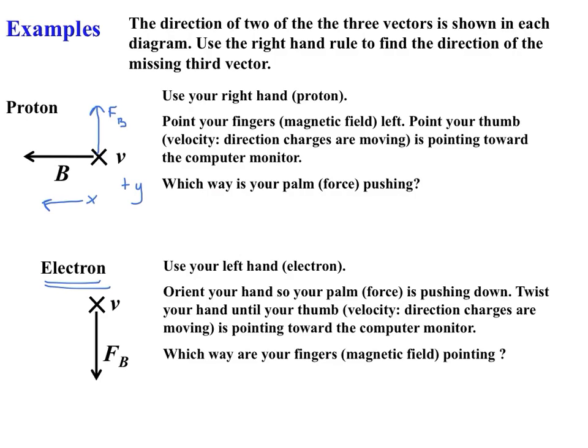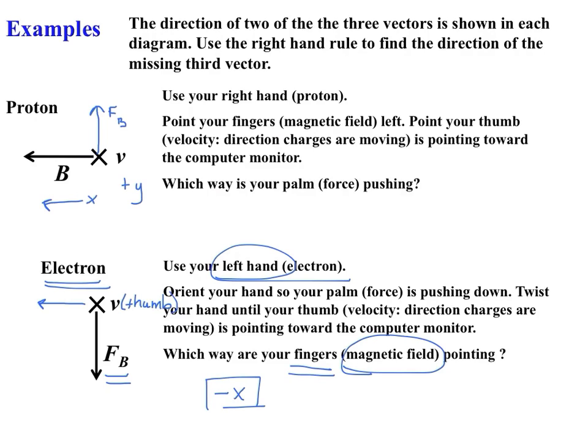Here we have an electron, so that means you need to switch over to your left hand. So you have a velocity that goes into the page, so your thumb goes into the page. Your fingers, well, here we're looking at our force, so this is our palm, which means that we're going downwards. So our extended fingers, which represent your magnetic field, are going to go to the left in the negative X direction.